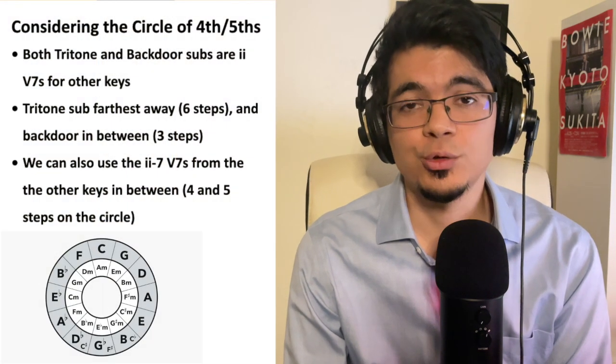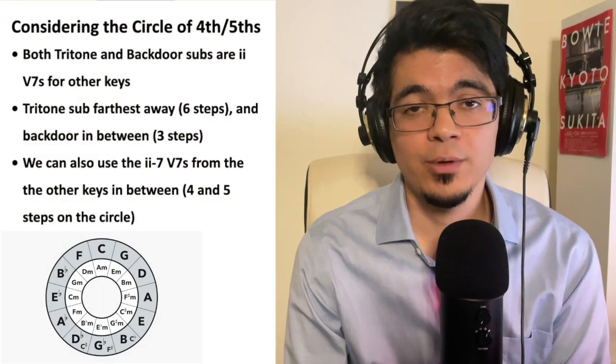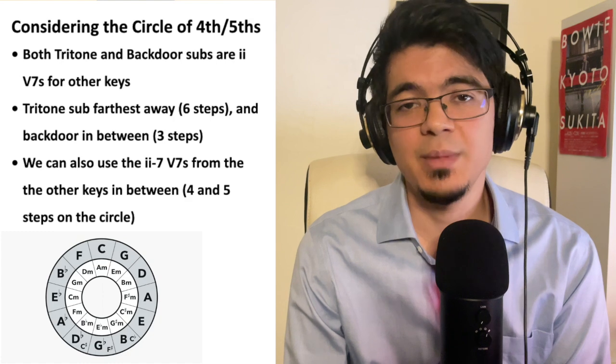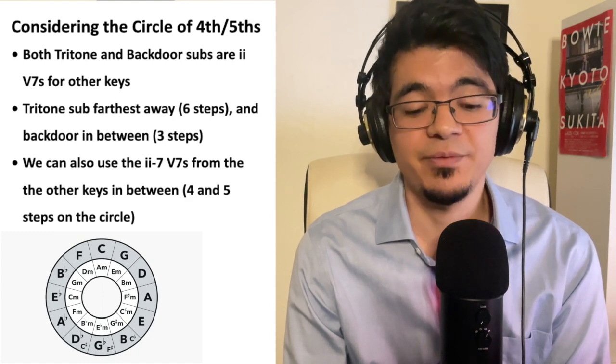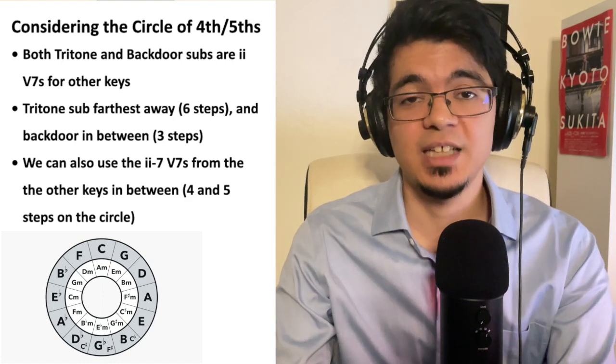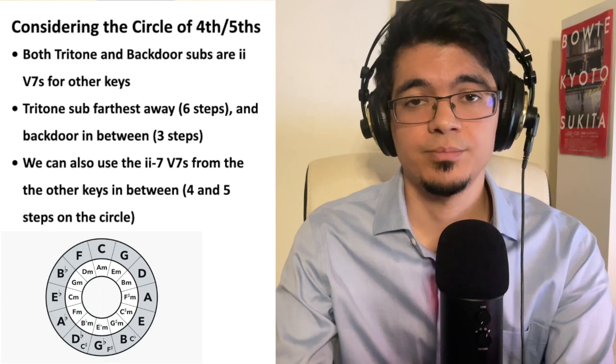Thank you very much. In order to consider other substitutions we can use over our 2-5 in our 2-5-1 chord progression, I think it would be helpful to take a look at our circle of fourths and fifths. You'll notice that our Tritone Substitution 2-5 was borrowed from the key of B major, or what we could also think of as C flat major, which is 6 steps away on our circle.